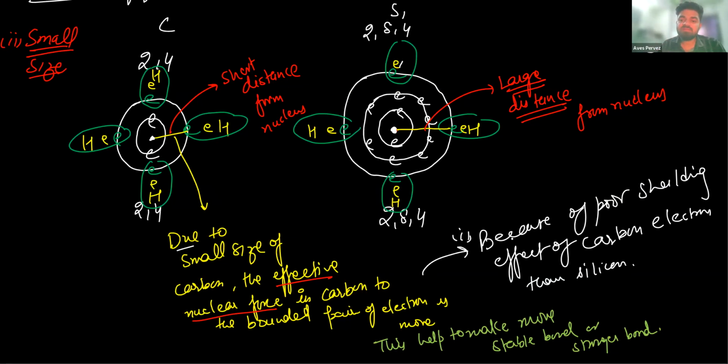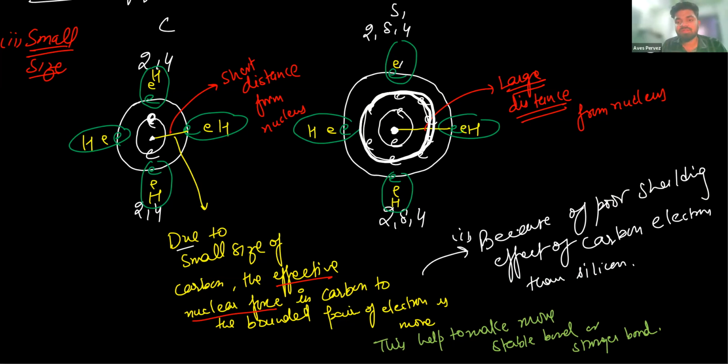The second reason is because of poor shielding effect. Poor shielding means what? What is shielding? Shielding is what these inner electrons are doing. They are able to shield the charge of the nucleus, so it is not able to reach the outer electrons. But here these electrons are only two and they are not able to shield the positive charge from the bonded pair of electrons. So here we can say that they are poor in shielding, because they are two electrons only. But in silicon there are 8 electrons, so they are able to shield well, and the positive charge of the nucleus is not able to reach the bonded pair of electrons.